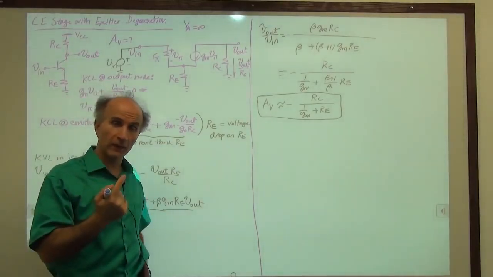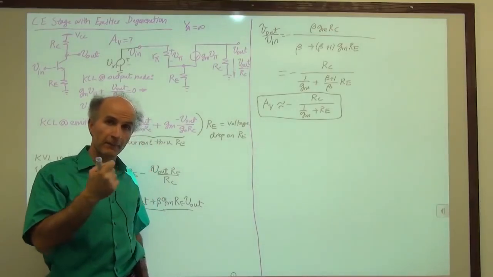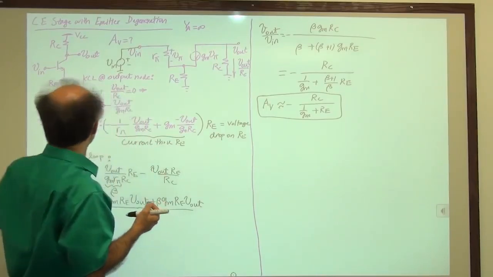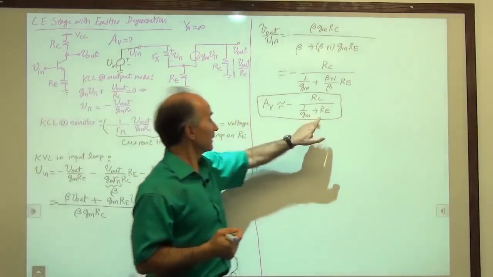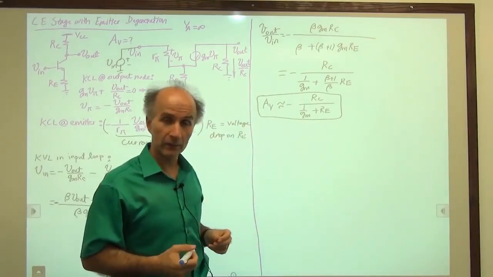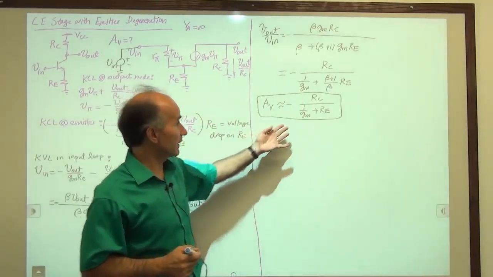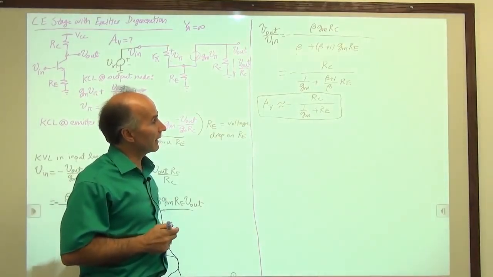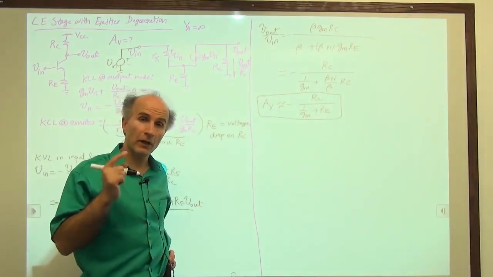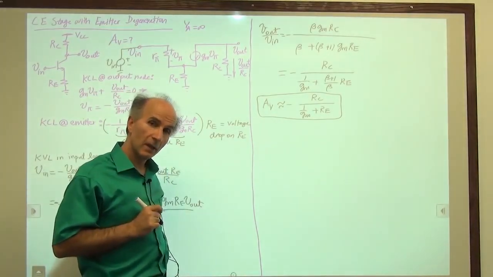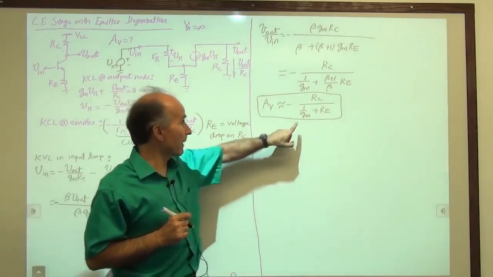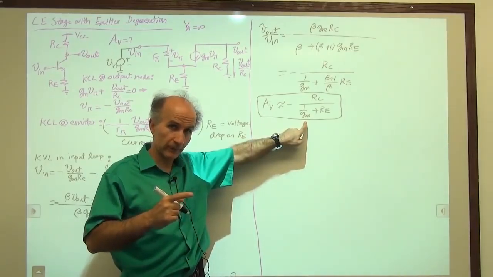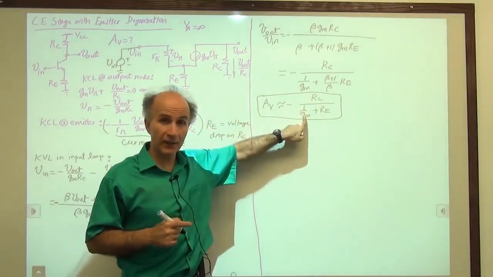Our first reaction should be to see if this result gives us a familiar equation when RE is 0. When RE is 0, when we have no degeneration here, we get minus GMRC. Of course, that's correct. So no problem there. But now we see some interesting effects given by this equation. All right, so what does this tell us? This equation says if RE is large enough, then even though GM, which is IC over VT, changes with temperature, it affects this fraction to a lesser extent.